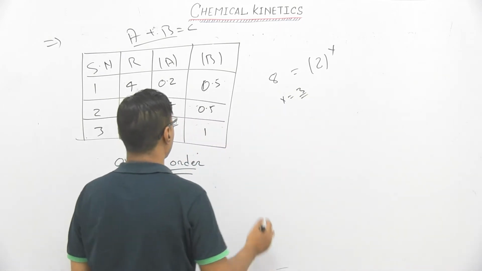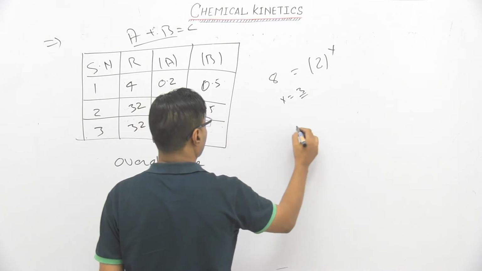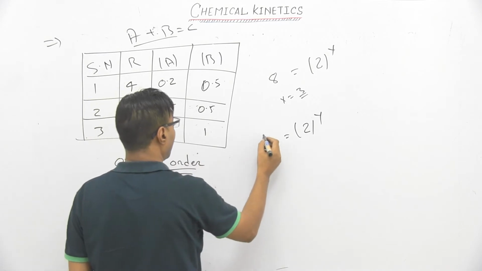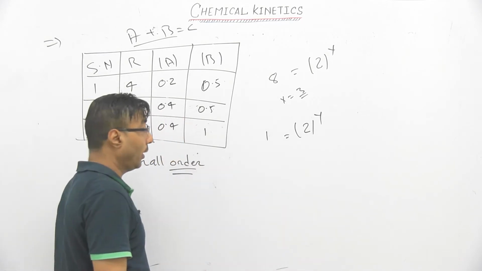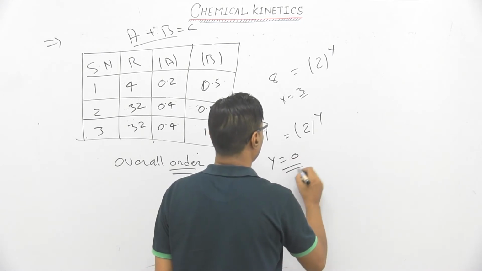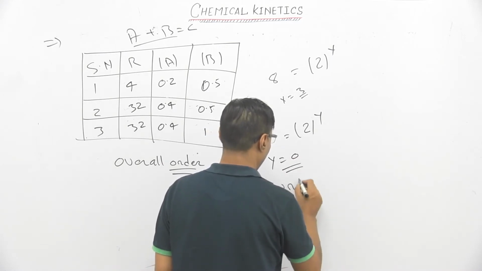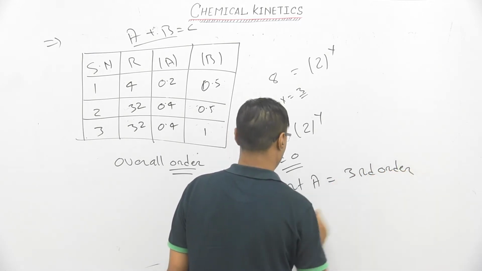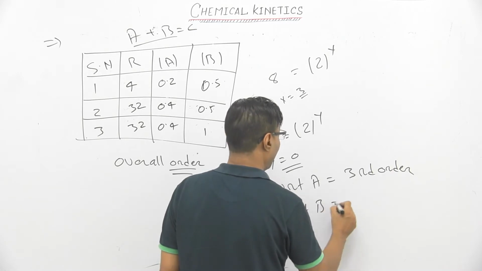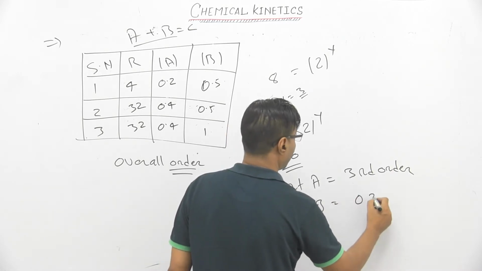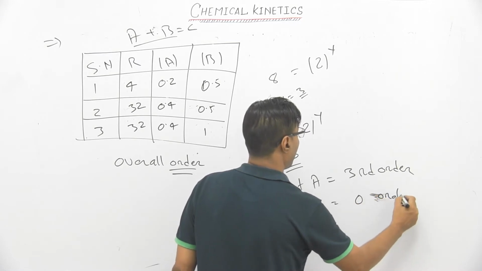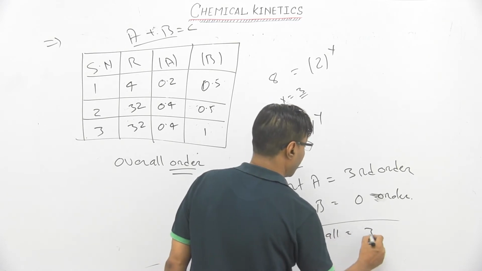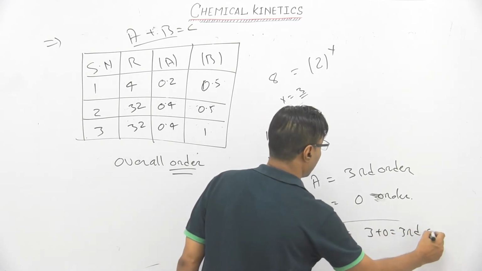Now find out y. 0.5 to 1. What is the change in concentration? 2. And what is the change in rate of reaction? That is equal to 1. So what is the value of y? It's 0. So with respect to A, it's a third order reaction. With respect to B, it's a zero order reaction. Overall, 3 plus 0, third order reaction.